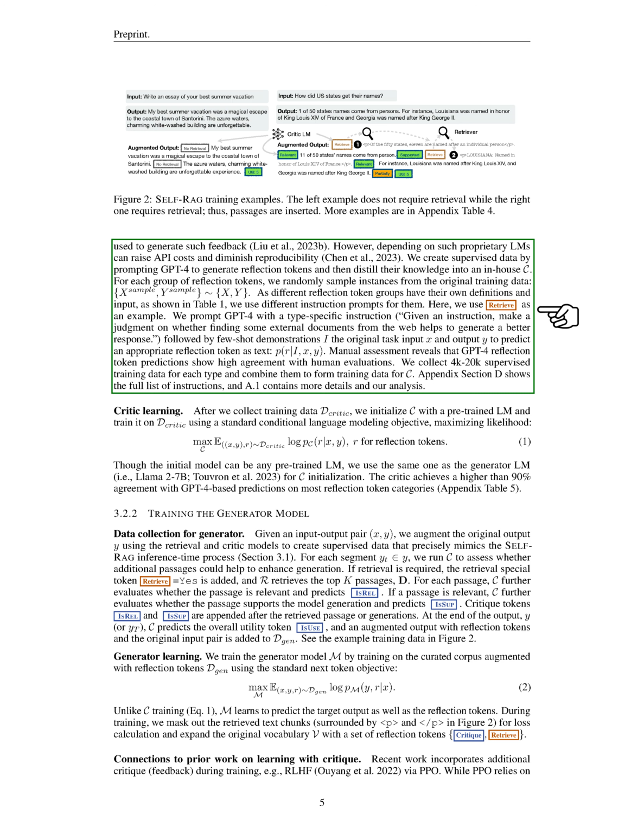For each group of reflection tokens, we randomly sample instances from the original training data. We use different instruction prompts for different reflection token groups. For example, we prompt GPT-4 with a type-specific instruction followed by few-shot demonstrations, the original task input, and output to predict an appropriate reflection token as text. Manual assessment reveals that GPT-4 reflection token predictions show high agreement with human evaluations. We collect 4K-20K supervised training data for each type and combine them to form training data for the critic model.